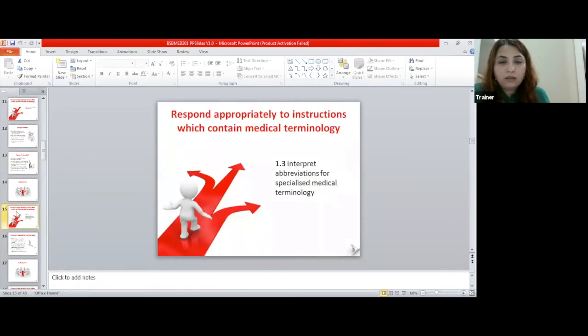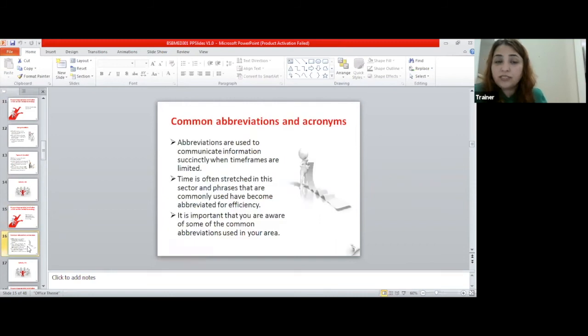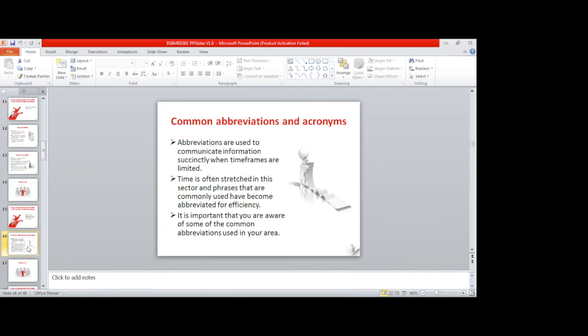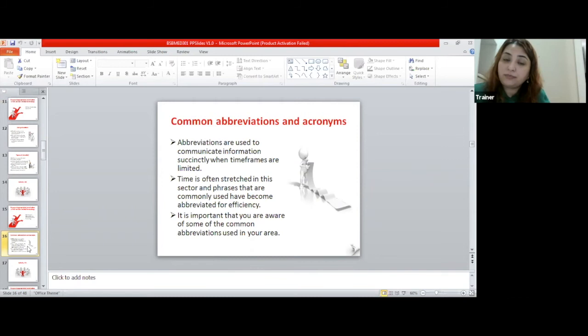Respond appropriately to instructions containing medical terminology. Here we're talking about interpreting abbreviations for specialized medical terminology, which is all the examples we were talking about so far. Common abbreviations means short forms. Acronyms. What is the difference between abbreviations and acronyms? An abbreviation is a short form. For example, patient is called PT, or client is called CT, as an abbreviation.